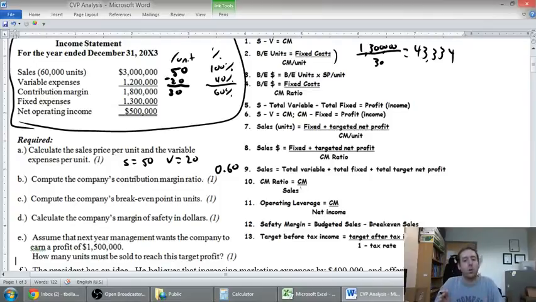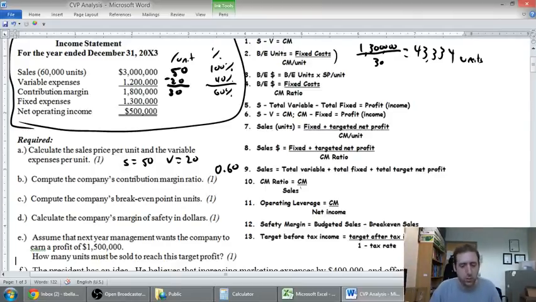So last chapter, we learned how to break costs into their variable and fixed components. This chapter, we're actually going to use that. We've broken our costs into variable and fixed components, and we're going to use it to do powerful things. So the break-even point of 43,334 units is awesome to know.